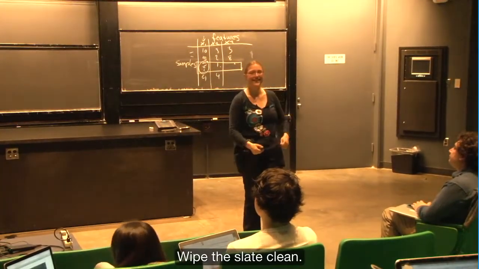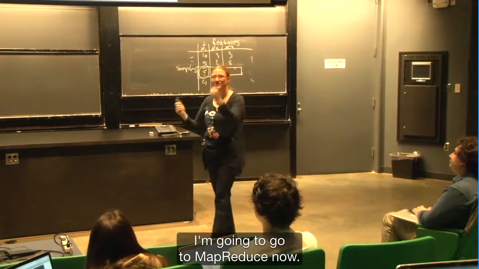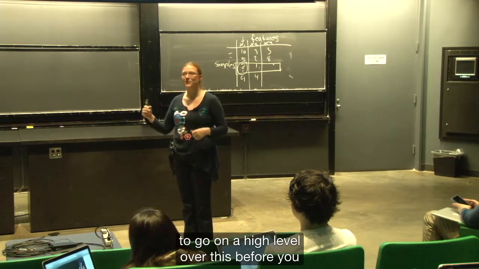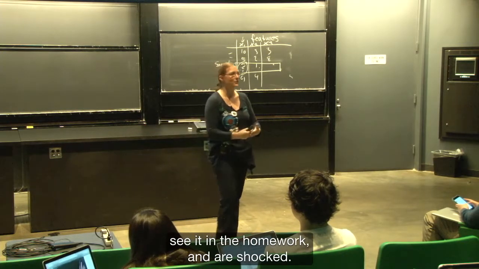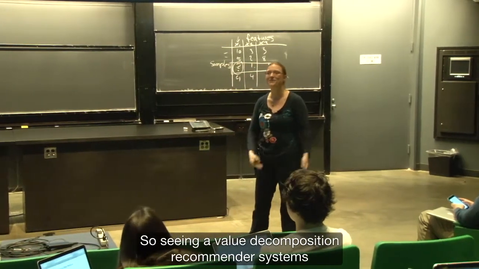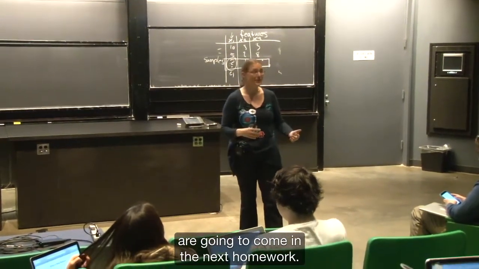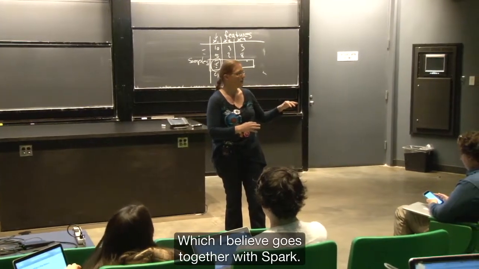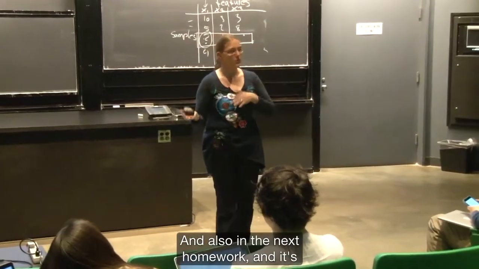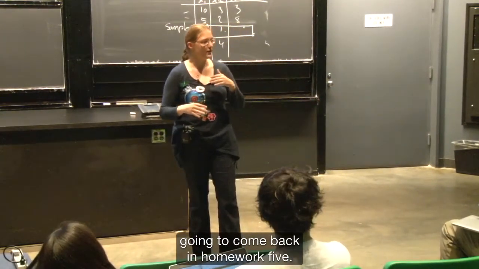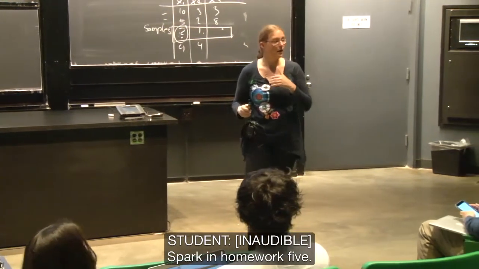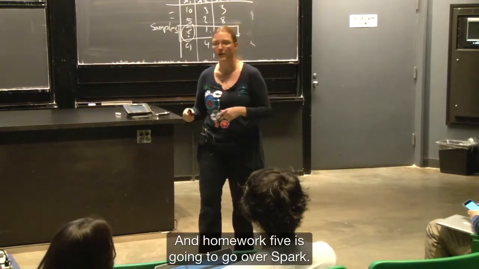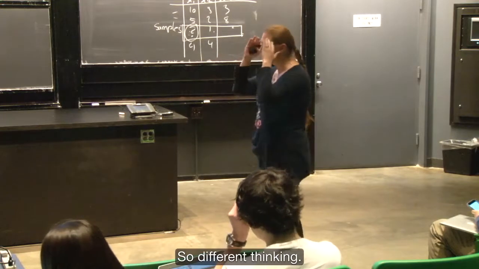Okay, wipe your slate clean. No more machine learning. I'm going to go to MapReduce now. I thought it's very good for you to go on a high level over this before you see it in the homework and are shocked. So singular value decomposition recommender systems are going to come in the next homework. And now we're going to talk about MapReduce. Homework 4 is going to have some MapReduce, no Spark, and homework 5 is going to go over Spark. So different thinking.